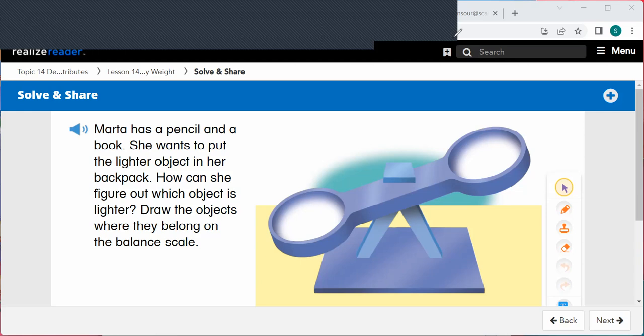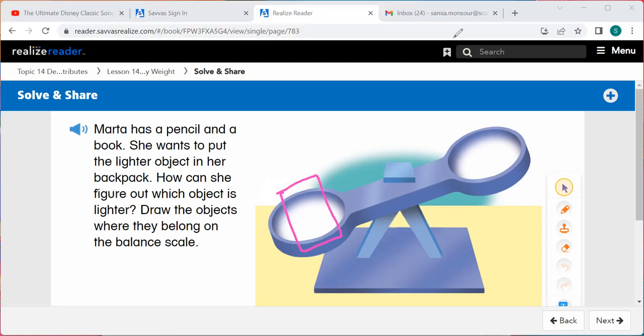The pencil. So the pencil will not be pushing down on the balance scale as much as the book because it's heavier. So it's going to push down on that balance scale. So where do you think the book would go? The book would most likely go here because it is heavier. So it's pushing down. And the pencil, which is lighter, would go over here because it's not pushing down as much compared to that book.